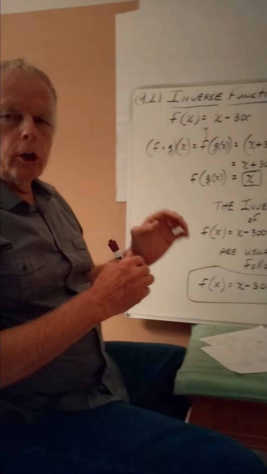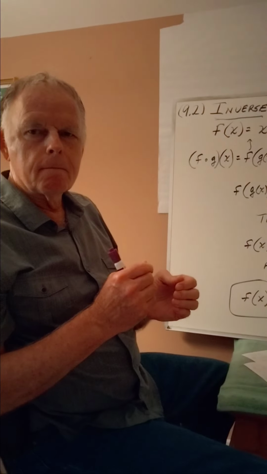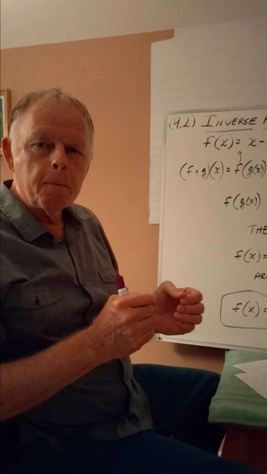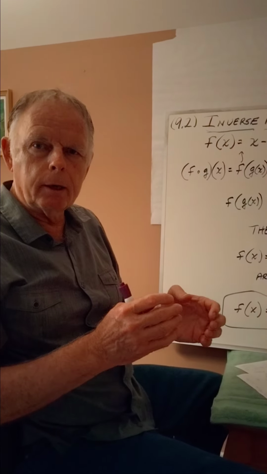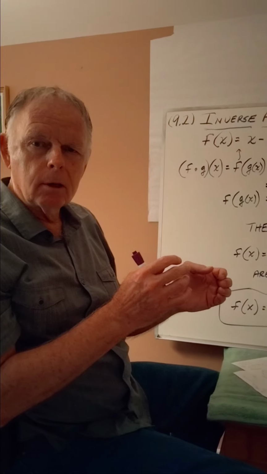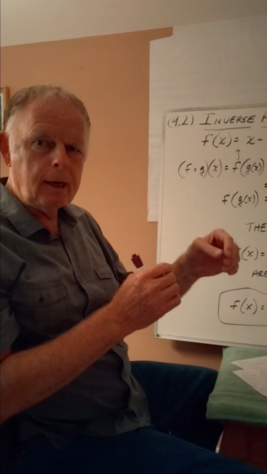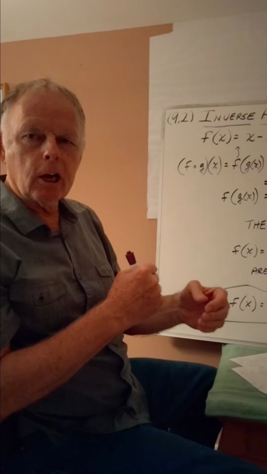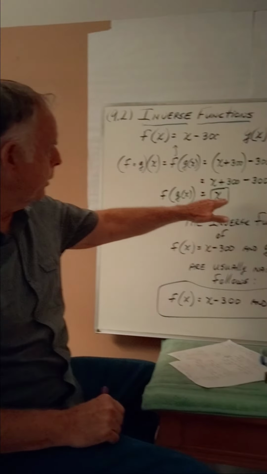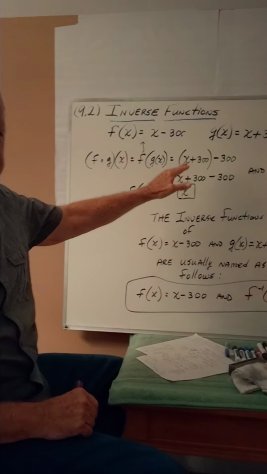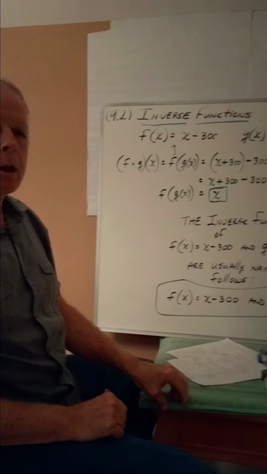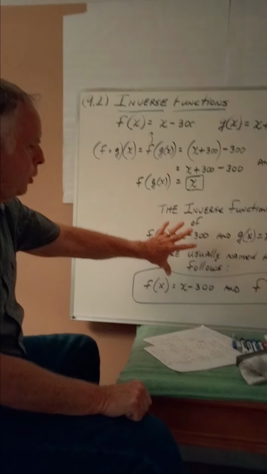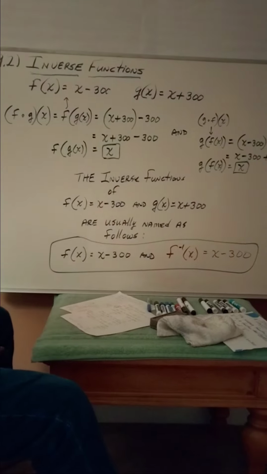When you are looking at two functions, they will be inverse functions if you form the composition of f with g and the composition of g with f. If, when you form that composition, your final answer is the original amount x, that verifies that the two functions are inverse functions.